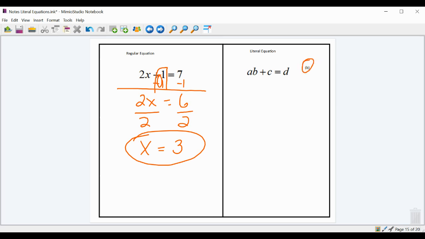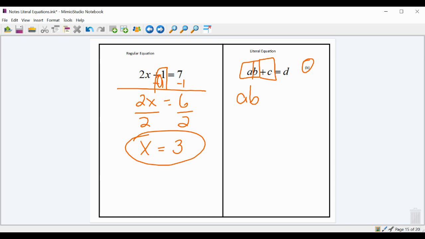So where's B? It's attached to A through multiplication, and plus C is on that same side. So this A is its best friend, okay? So we're going to say that A to the N. Let's move C to the other side. How do you move C to the other side? It's addition. How do you undo addition?